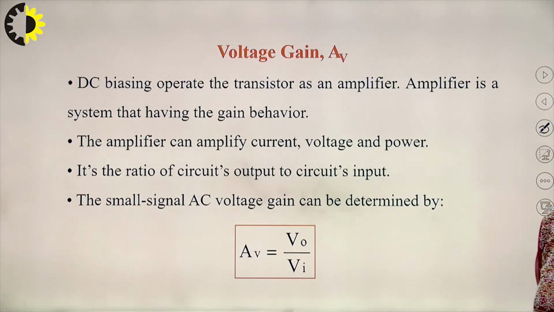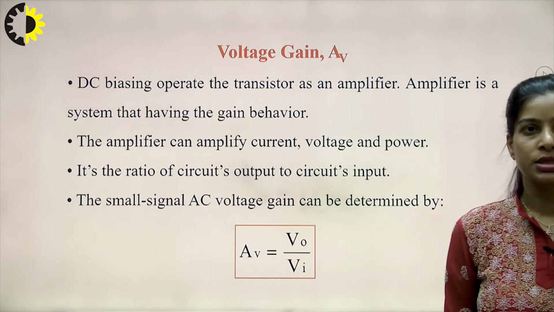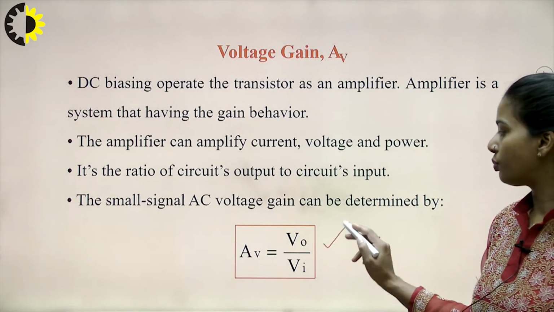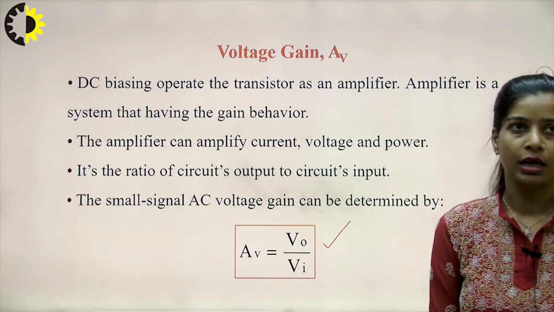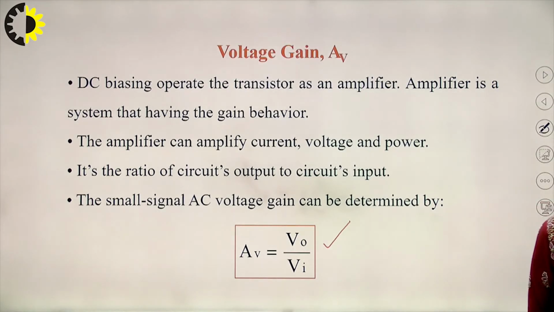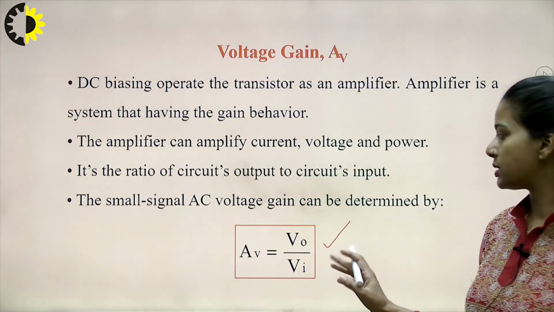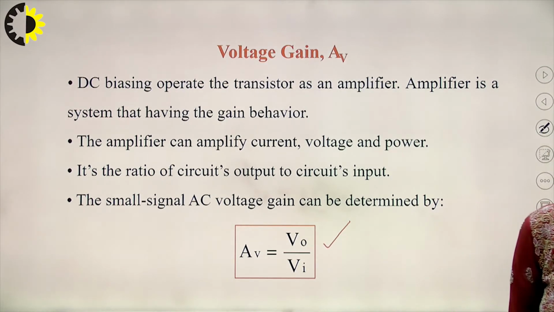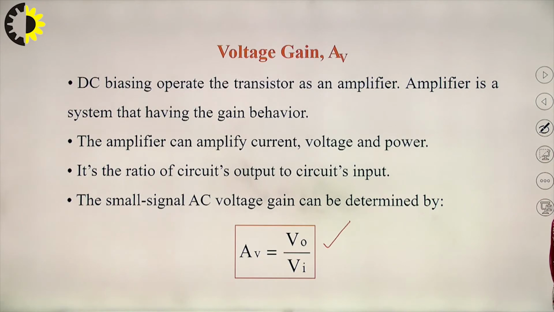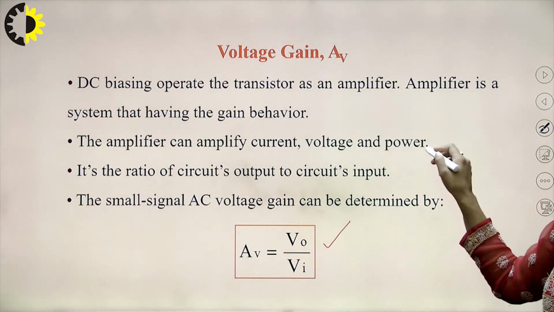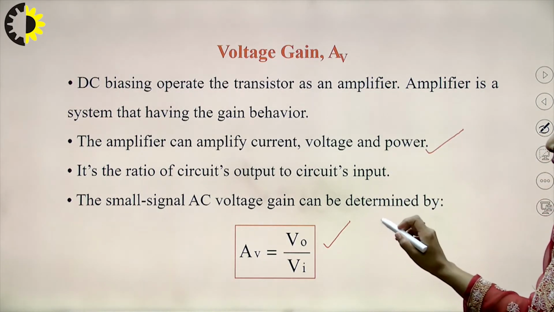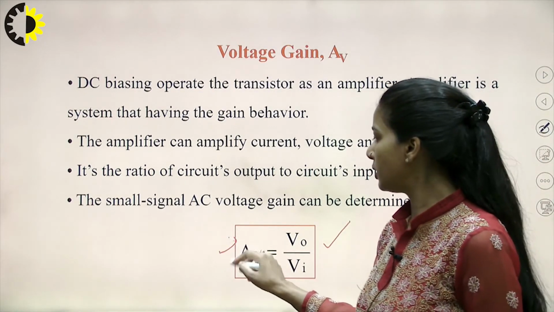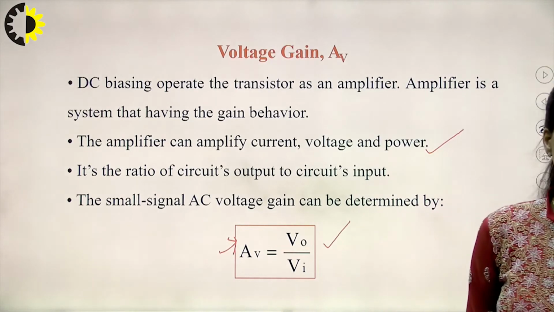The next important parameter is voltage gain. Voltage gain is the ratio of output voltage to the input voltage. So, to find the voltage gain of the system, we need the value of output voltage and input voltage. The amplifier can amplify current, voltage and power. From the small signal AC voltage gain, we can determine this value of voltage gain.